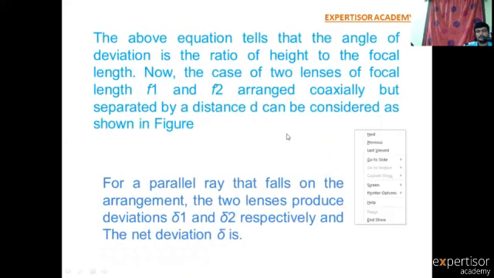So finally we conclude with the equations for the combination of lenses, especially the focal length and positions.